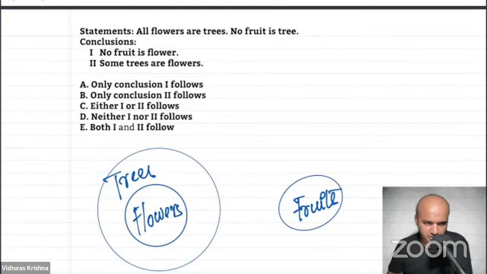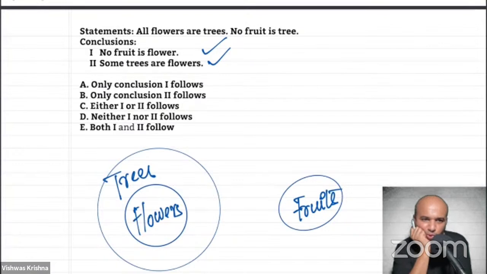Now let us look at the conclusions. They say no fruit is flower. That is correct. Fruit and flowers have nothing in common. So that conclusion is correct. Likewise, they say some trees are flowers. That is also correct. As we see here, all trees are definitely not flowers, but all flowers are trees. So some trees are flowers is definitely correct.